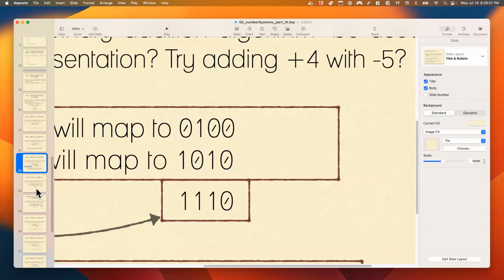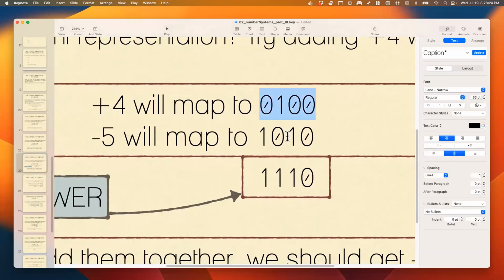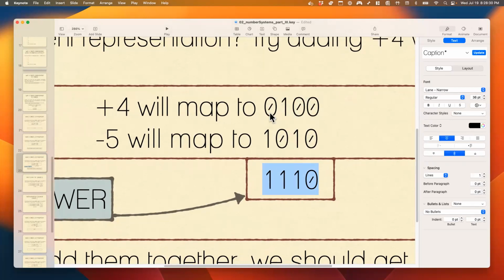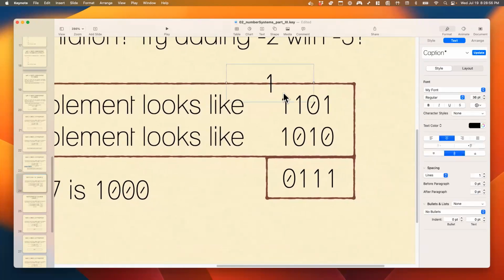So if you go back to this one, when we added this to this, we ended up with the correct answer. We will get the correct answer without doing anything when we don't have a 1 that gets carried over beyond the most significant bit. So in this case, when we added +4 to -5, we ended up with the correct answer. And that's because there wasn't a 1 here being carried over, extending the most significant bit. Whenever we have a 1 that gets carried over beyond the most significant bit, then we have to do something.